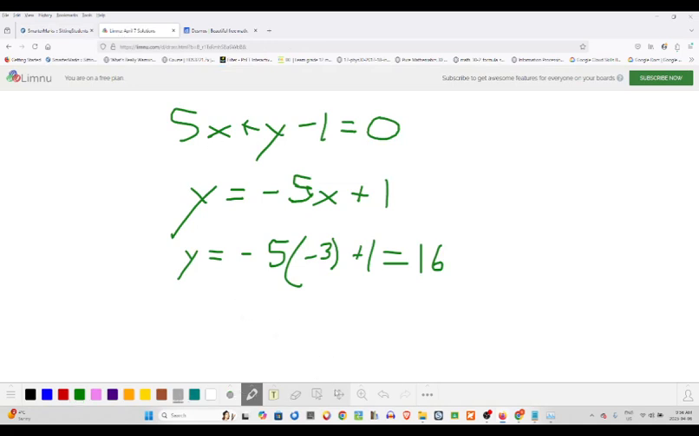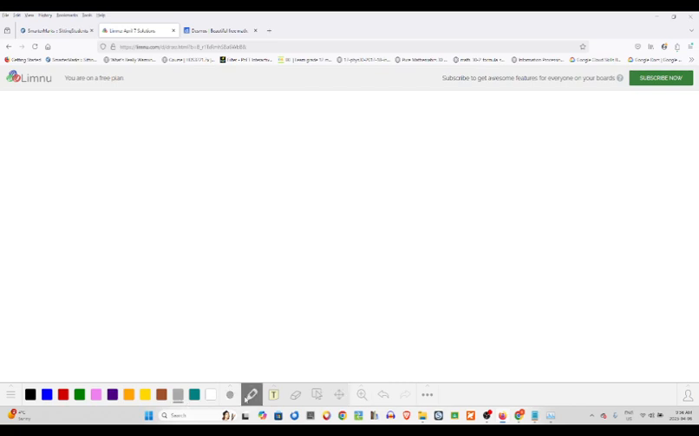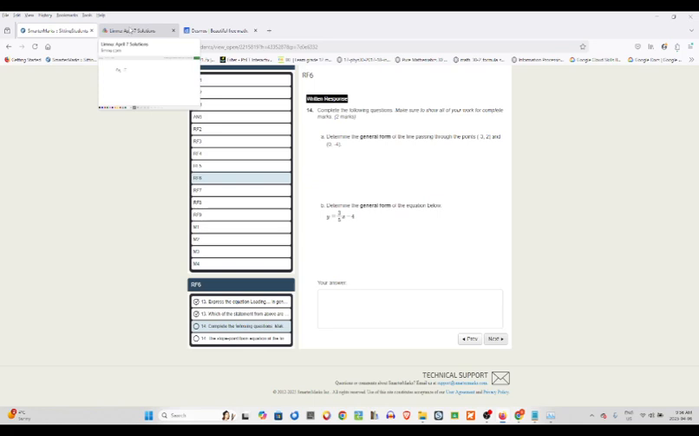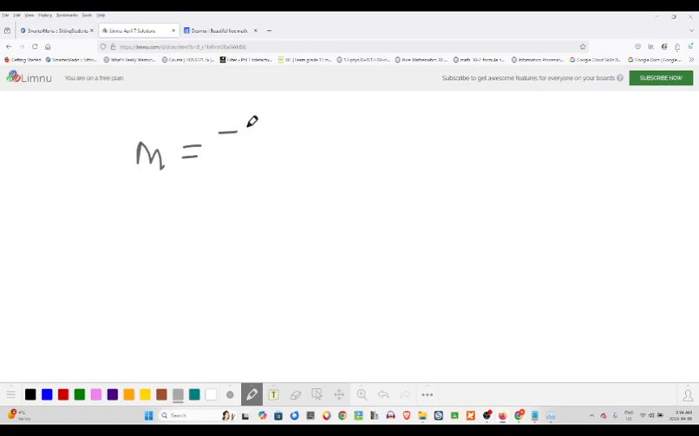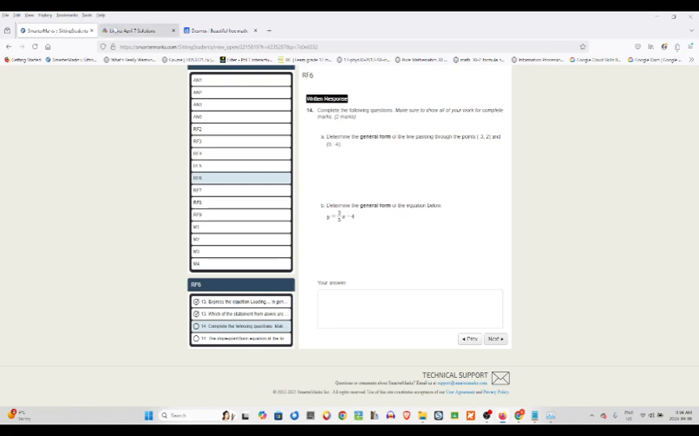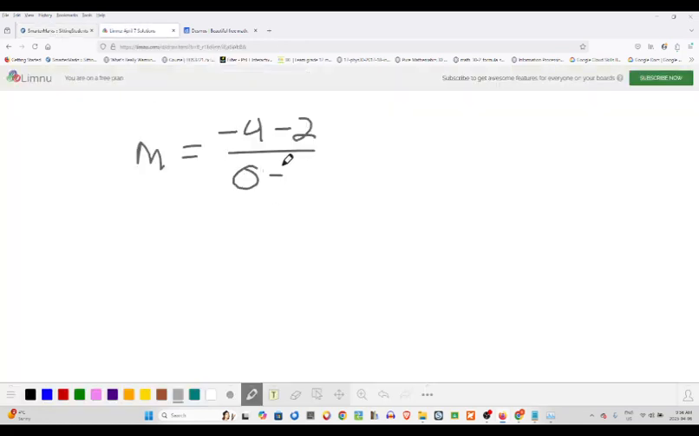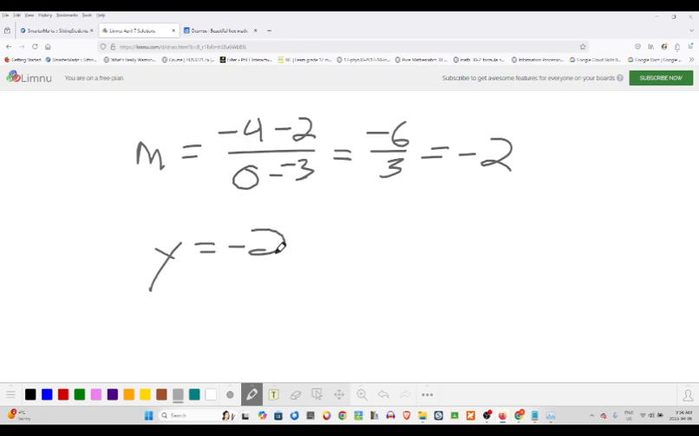So our slope, change in y over change in x. Here we go from change in y. Let's say we do a -4 minus 2. And if we start with the -4 on top, we have to start with the 0 on the bottom. 0 minus -3. That's a -6 over 3. Our slope is -2. 0, -4 is the y-intercept. So our line is y equals -2x minus 4.